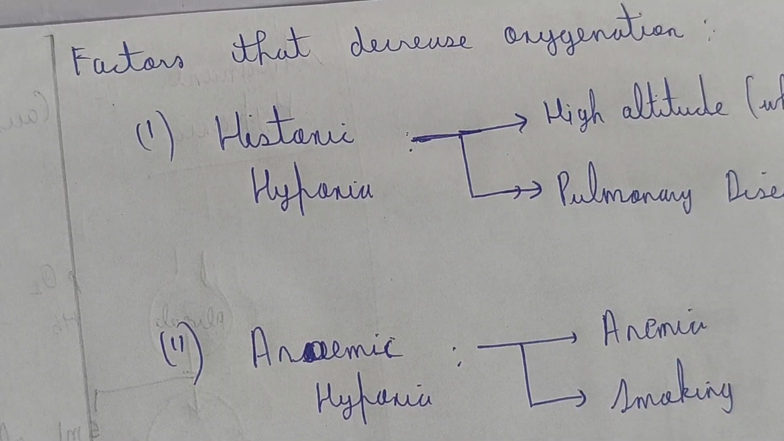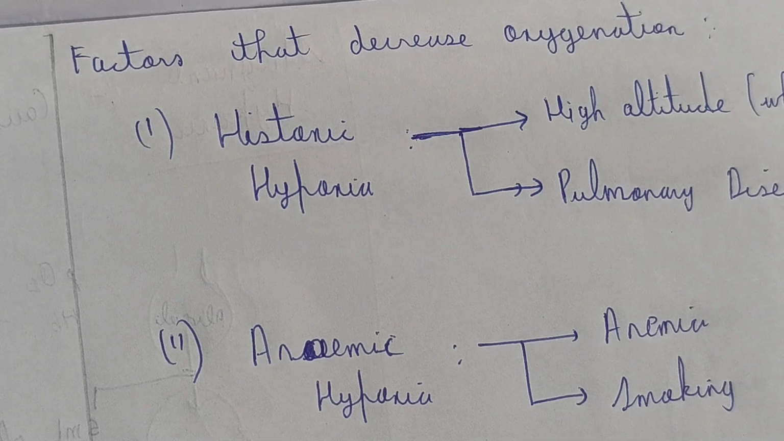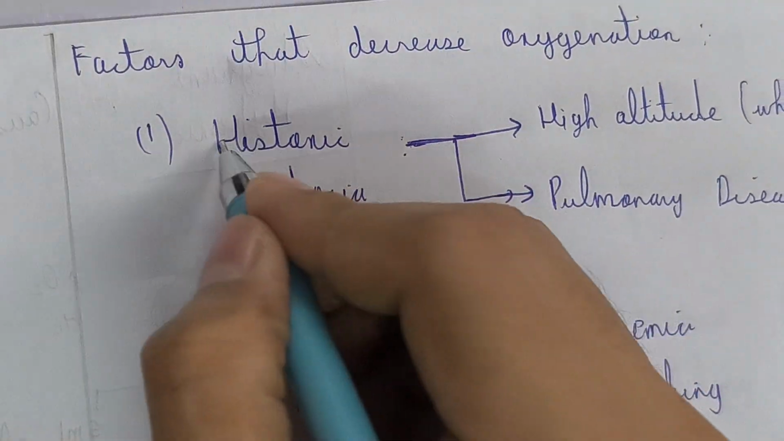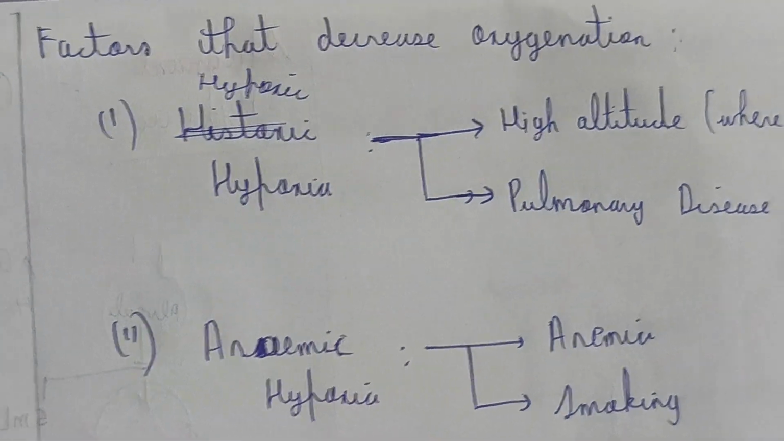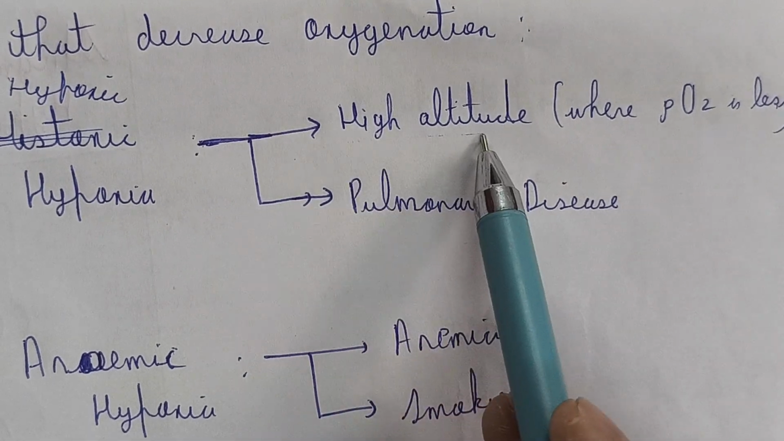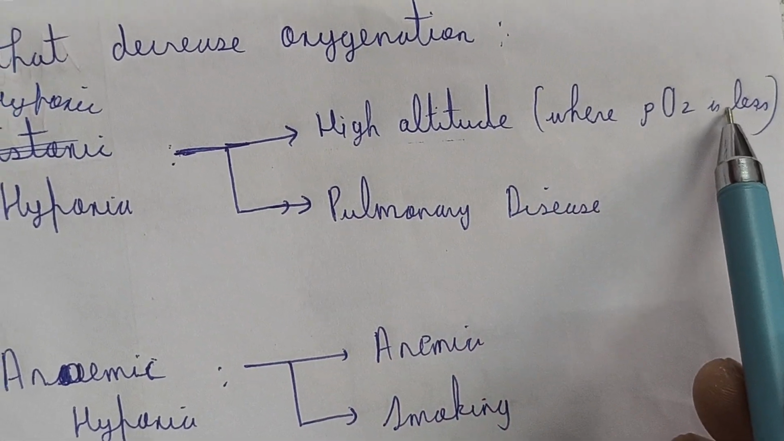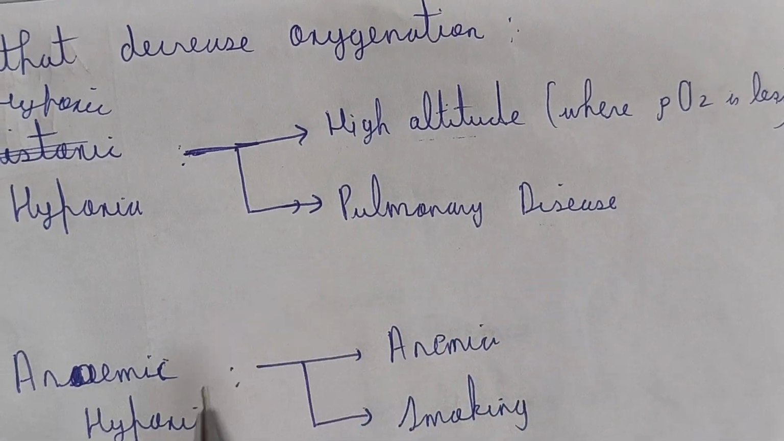So now, therefore, the factors that decrease oxygenation. First of all, you should know about hypoxic hypoxia, not histotoxic, hypoxic hypoxia. That hypoxic hypoxia you can see there. So here it comes: that is at high altitude, where the partial pressure of oxygen is less, and also pulmonary disease, where gas exchange is affected.